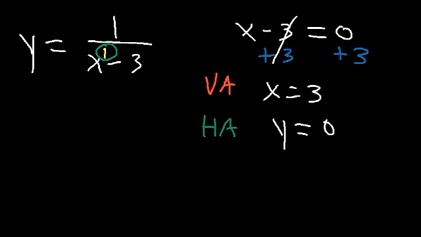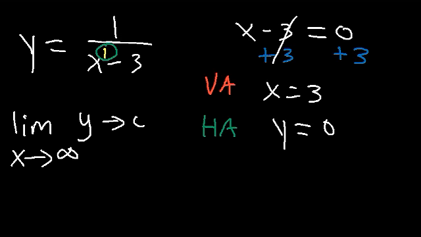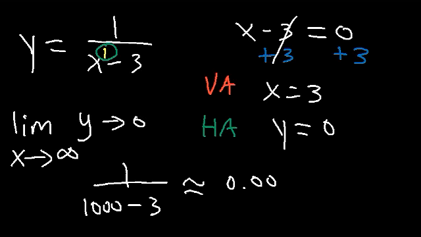What you really need to do to figure out the horizontal asymptote is find the value of y as x approaches infinity. If you plug in a very large number for x, let's say 1,000, y is going to approach 0. 1 over 1,000 minus 3 is very close to 0. It might be like 0.001 approximately, but that's close to 0.